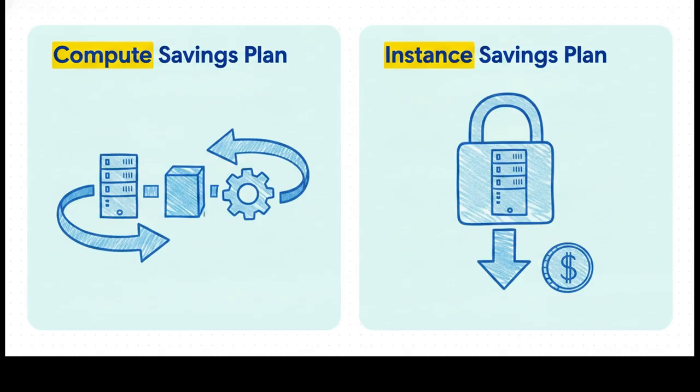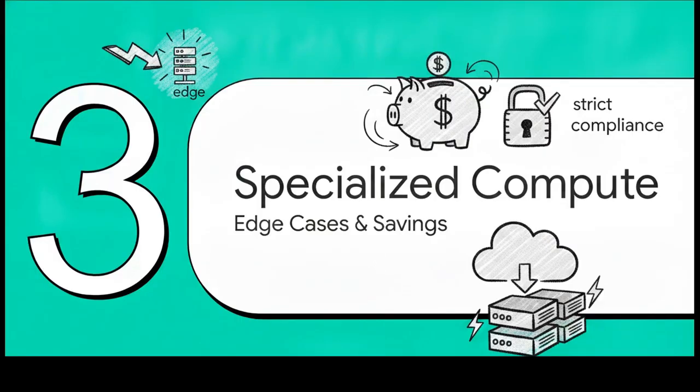Honestly, savings plans have pretty much replaced RIs for most modern teams, because having that flexibility to shift workloads around is totally worth the slight dip in the discount. All right, moving right along to Section 3, Specialized Compute. Now we're getting into edge cases, strict compliance, and some pretty extreme cost savings.